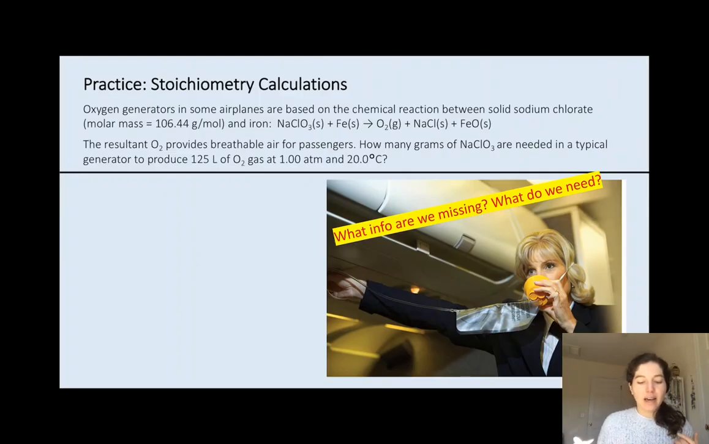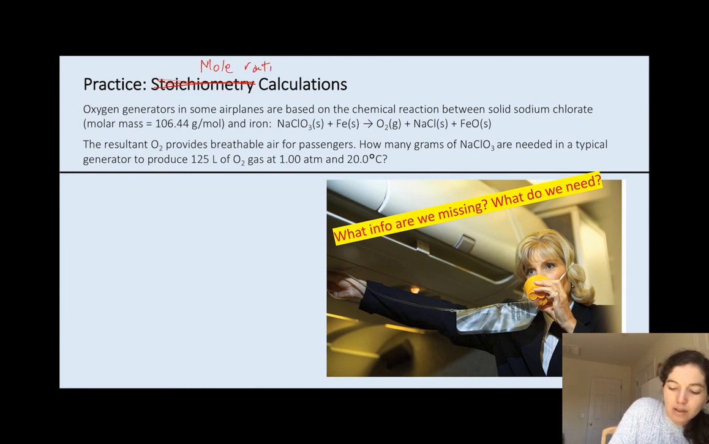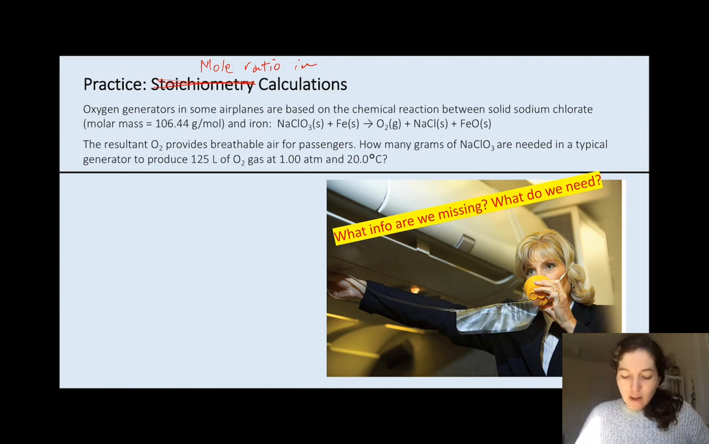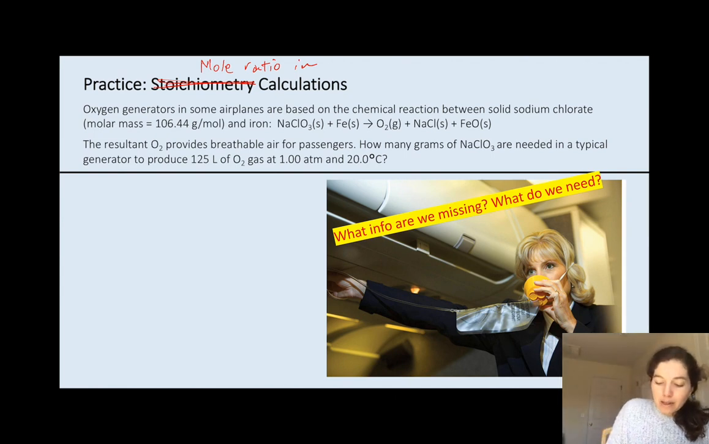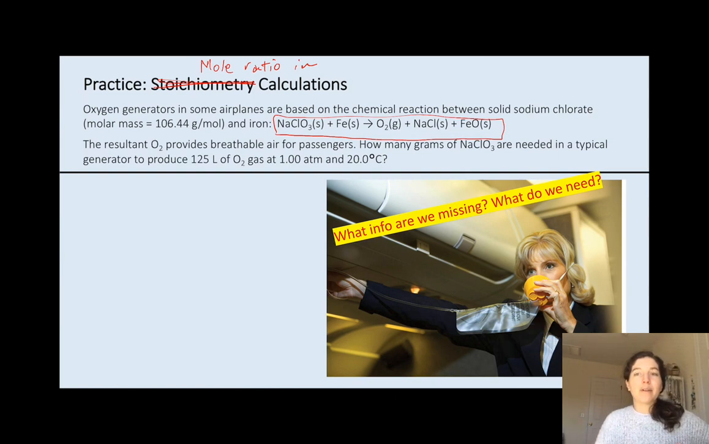Let's take a look at our mole ratio. Ignore this term right here. So, mole ratio in calculations. Here's a chemical reaction, this one right here, that's actually used in airplanes. Whenever you're in an airplane, they show you how to use the oxygen mask. This is how they actually make the oxygen. It's made via chemical reaction.